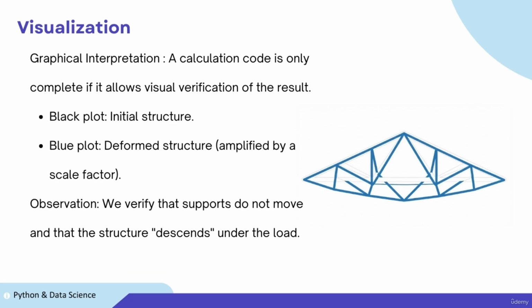A calculation code is only complete if we can see the results. Here we plot the geometry. The black line represents the initial structure. The blue line represents the deformed structure. Notice how the triangle descends and compresses under the load. The supports at the bottom do not move, which confirms our boundary conditions were correct.